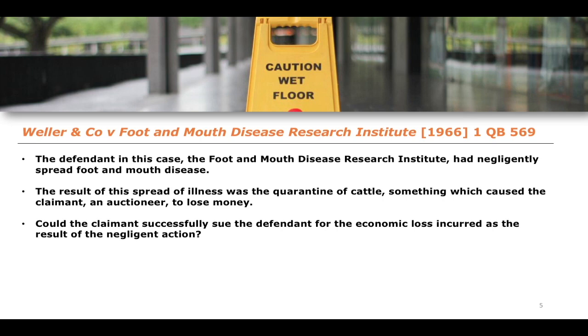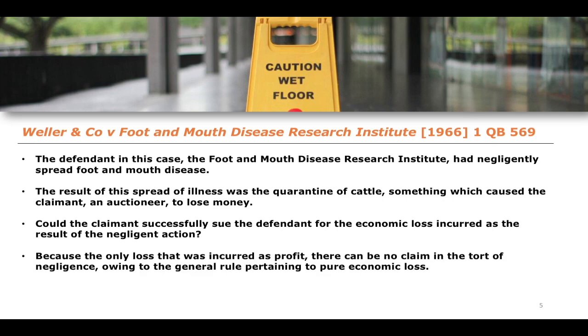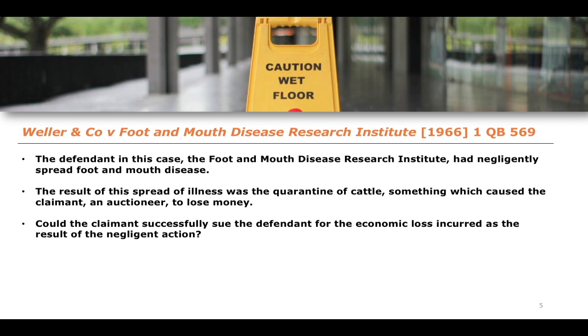Well, if we think about it, we can see that this would fall into the remit of pure economic loss, because essentially the cattle were quarantined on the basis that there was fear of those cattle getting the disease. The disease did not actually reach this particular collection of cattle. They only lost money because they couldn't sell the cattle. They couldn't auction them off because they had to leave them in quarantine. So there was no actual damage to property, because cattle is considered property in English law. There is no actual damage to property here.